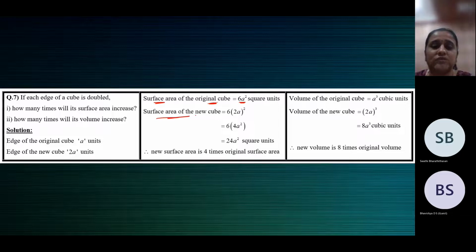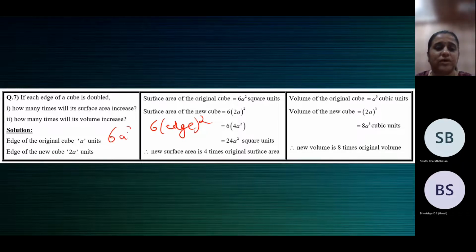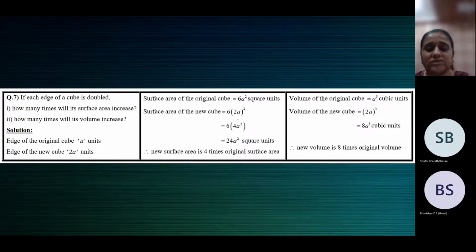Now the surface area of the new cube will again be 6 into edge square, the new edge square. See, what's the formula to find the surface area of a cube? 6 into edge square, whatever is the edge. That's what we say, 6A square. Okay, so now what's the new edge? It is 2A.